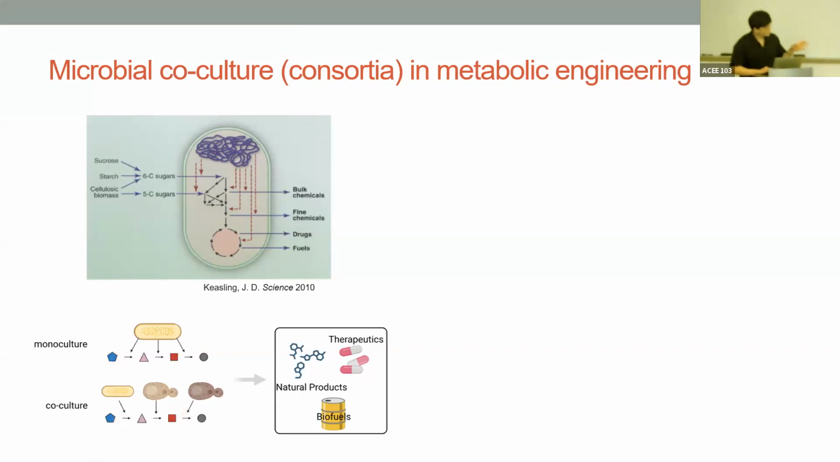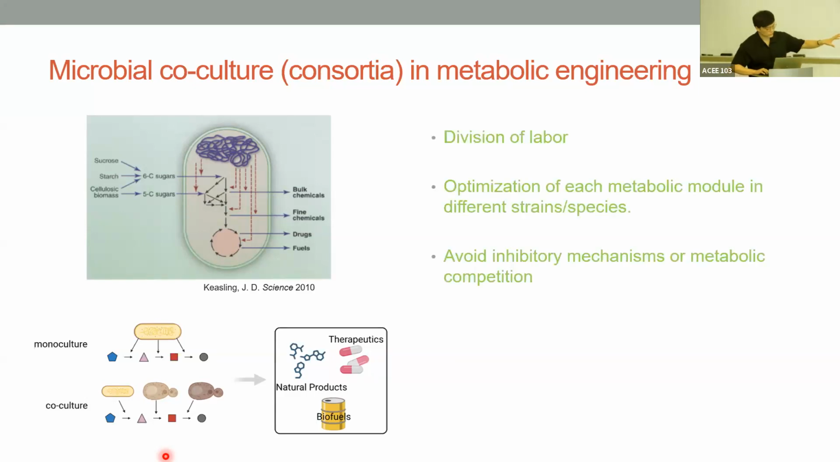So in microbial co-culture or consortia, you divide that biosynthetic pathway into several components, into different metabolic modules, and put them into different strains of microbes. When you do that, you divide labor amongst different strains of microbes, which allows you to lower the metabolic burden placed on each strain. And also by dividing the metabolic modules into different strains, you can optimize each module in that specific strain, which harnesses the power of that particular strain in making that intermediate.